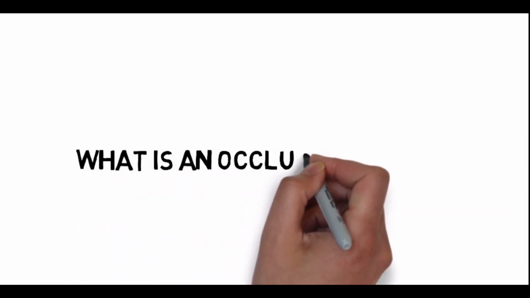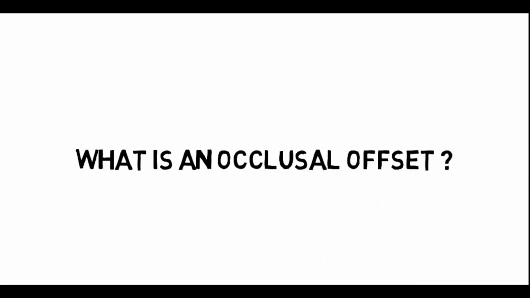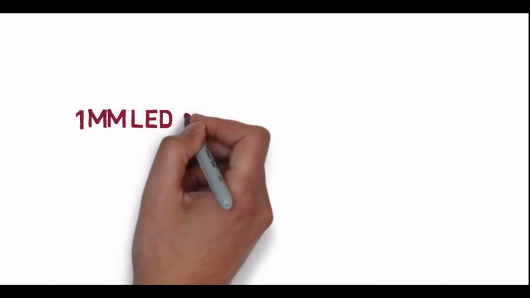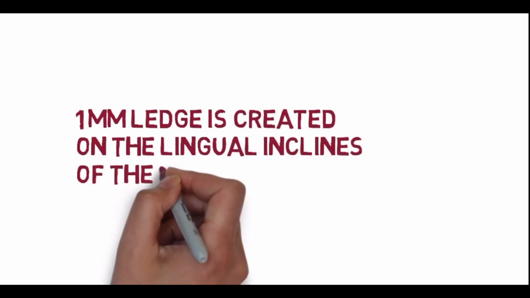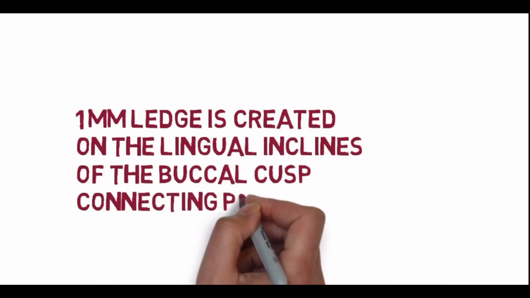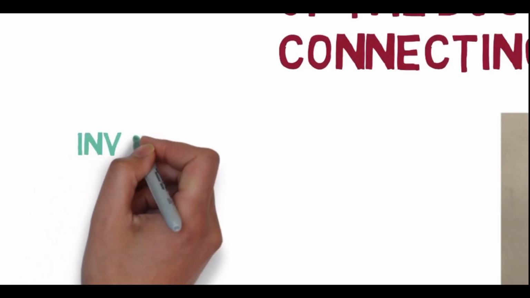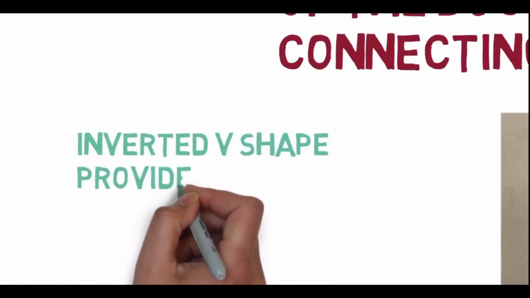For the preparation, there is a requirement of an occlusal offset. So what is an occlusal offset? It is a 1 mm ledge created on the lingual inclines of the buccal cusp, connecting the proximal grooves. So while preparing, we make proximal grooves and one inverted V-shaped ledge connecting those grooves. This is done mainly to provide casting rigidity.